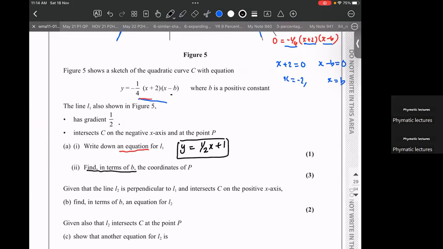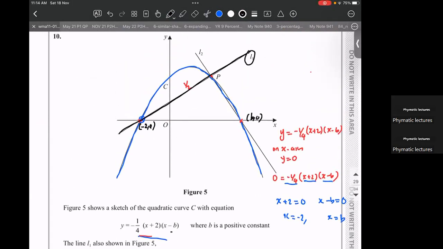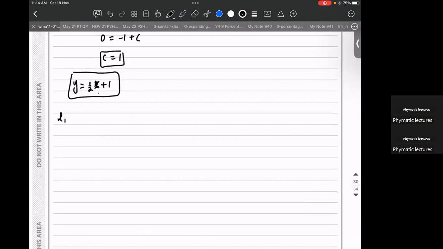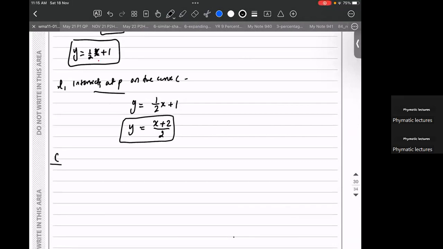Now find in terms of b, write the coordinates of the point P. You can see that this line L1 intersects at P on the curve C. So what is the equation of the line we obtained? Half x plus 1. So if you are adding these two fractions together, we can write it as x plus 2 by 2 is the equation of the line. And that intersects on the curve. What is the equation of the curve? Y is equal to minus 1 by 4 times x plus 2 times x minus b.